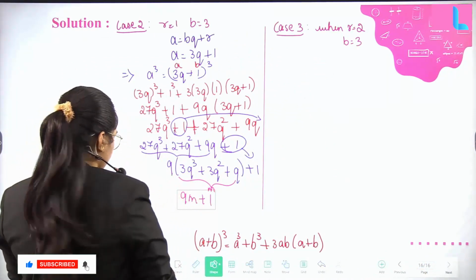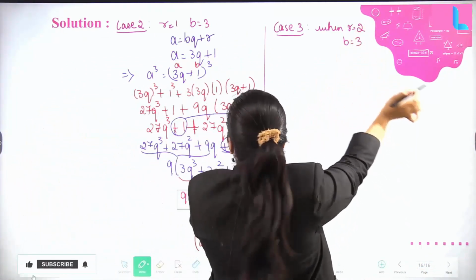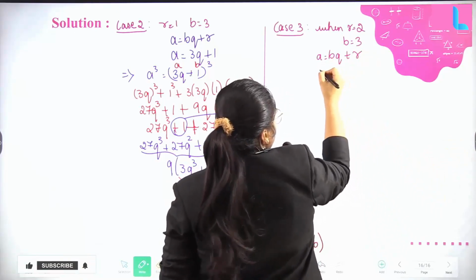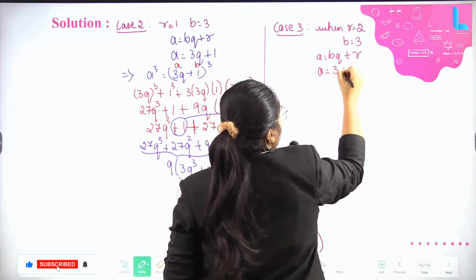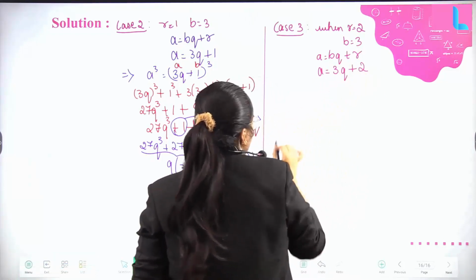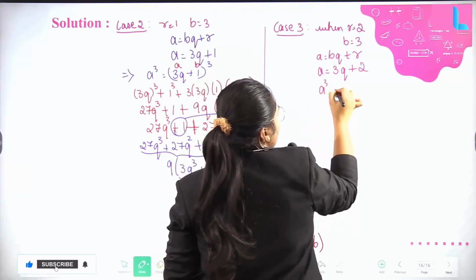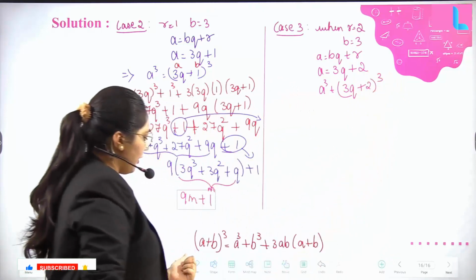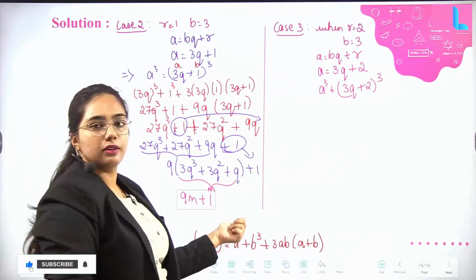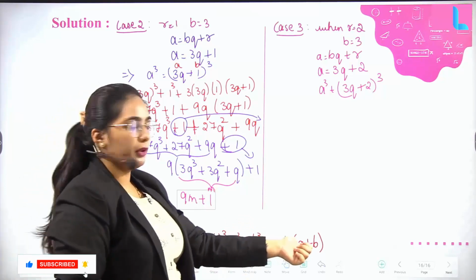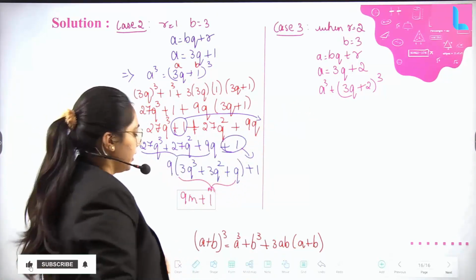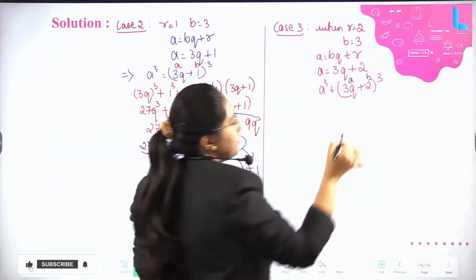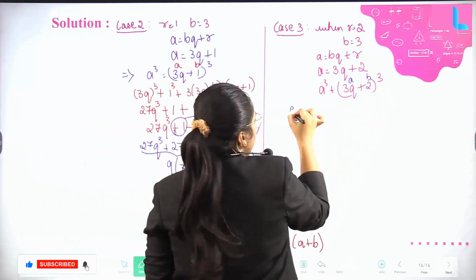This last case, we'll solve that. a is equal to bq plus r. Here b is 3 and r is 2. You have to cube this on both the sides. a³ is equal to (3q+2)³. The same formula you have to substitute: (a+b)³ is equal to a³ + b³ + 3ab(a+b). This is what you have to substitute over here. In this scenario, 3q is a and b is 2. You just have to substitute.